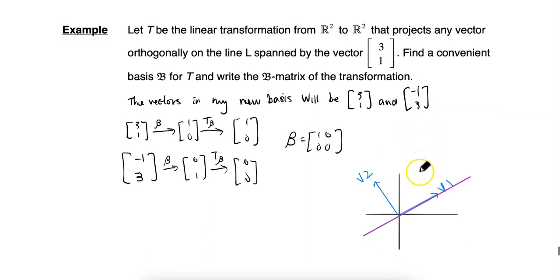To construct the B matrix, we need to look at what happens to V1 when it is transformed. So the vector 3, 1 is actually the vector 1, 0 in this new basis. And what happens to 1, 0 in this new basis? When it is projected, it remains exactly what it is. So 1, 0 goes to 1, 0. So this is the first column of matrix B.